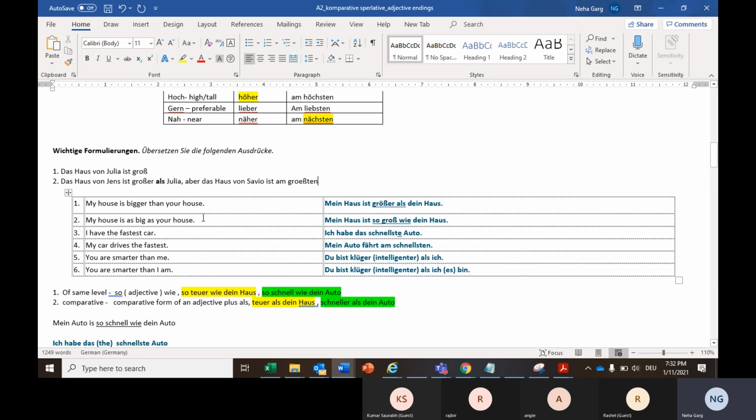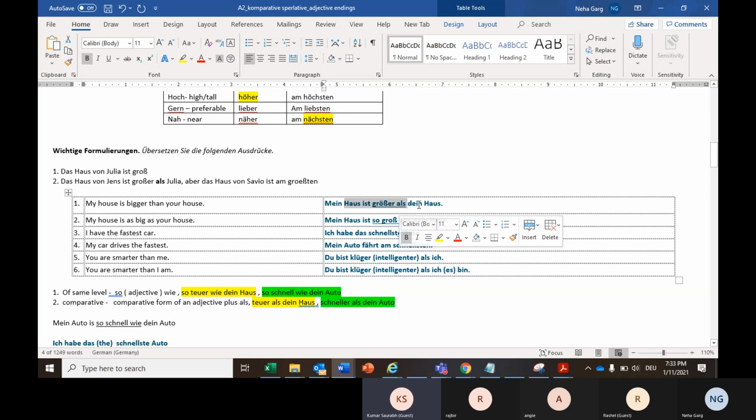We'll discuss these sentences one by one. Read the English form first and then the German form. My house is bigger than your house. Mein Haus ist größer als dein Haus. Pretty simple. I'm comparing just two houses, my house and your house. Größer als dein Haus. So comparative form plus als. Next sentence. My house is as big as your house. Mein Haus ist so groß wie dein Haus.